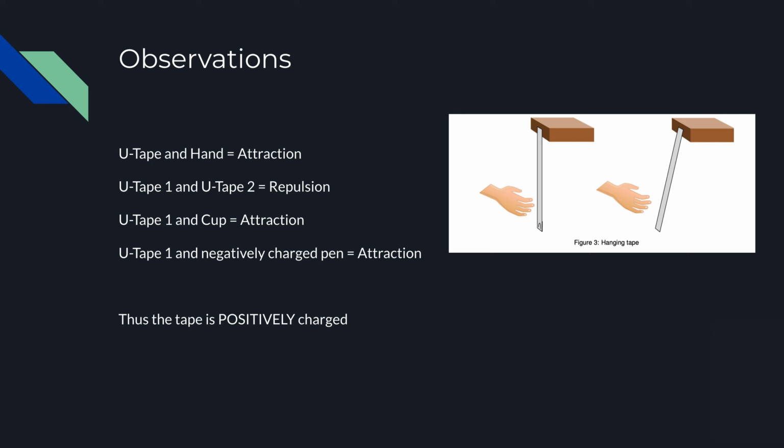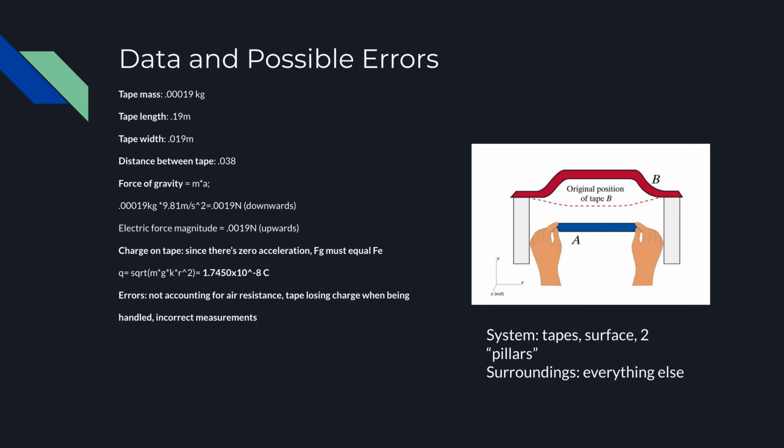Some observations: when looking at the charged tape in the hand, it would be attracted to the hand. When the two tapes were up against each other, they would repulse. When the tape was up against a neutrally charged object, such as a cup, it would attract. And when it was up against a negatively charged pen, charged by rubbing it against my hair, the tape would also be attracted to the pen. So thus, the tape is positively charged.